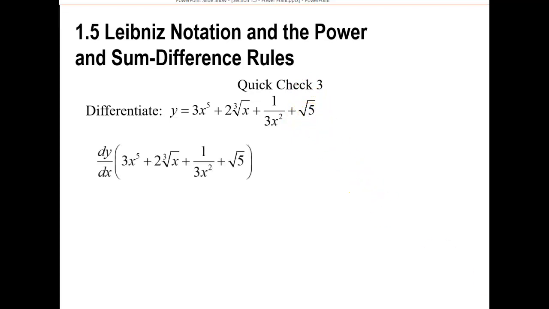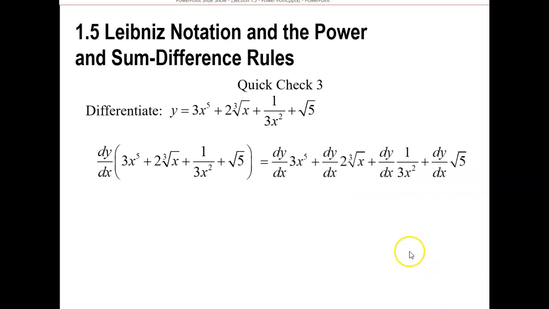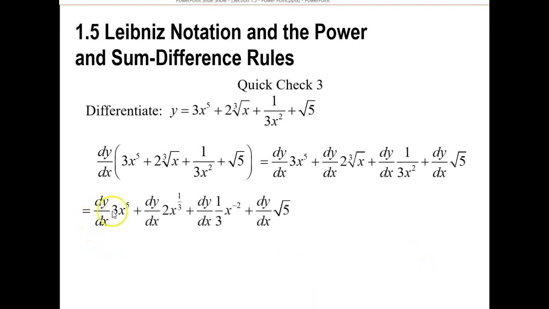All right, so our derivative of this function. First, we're going to rewrite it. So we're going to take the derivative of 3x to the 5th. The derivative of 2, we're going to write this as x to the 1/3. The derivative of 1/3, we're going to write this as x to the -2, and then the derivative of the square root of 5.